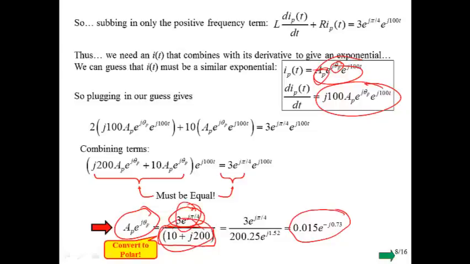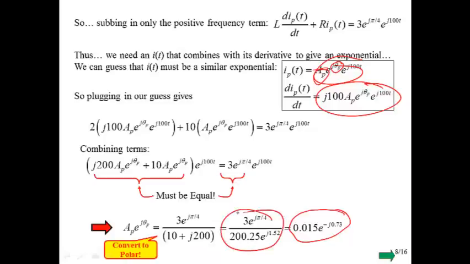It's easiest to divide things in polar form. So we convert the denominator from rectangular form to polar form, and then it's easy to divide. The two magnitudes divide and the angles subtract. And so this is the complex number that represents this. A_p is a real number, theta_p is a real number, but the combination of those together like that is a complex number. Okay, so that tells us that we have solved for the positive frequency term.